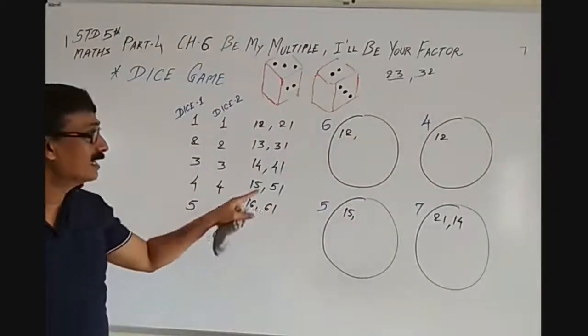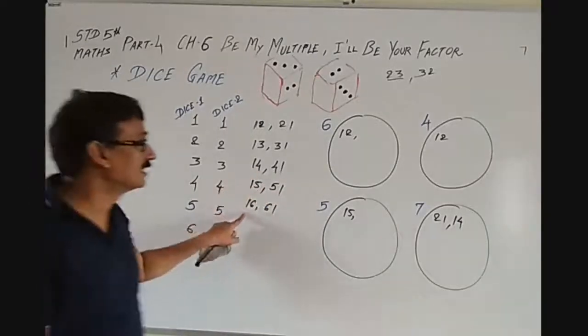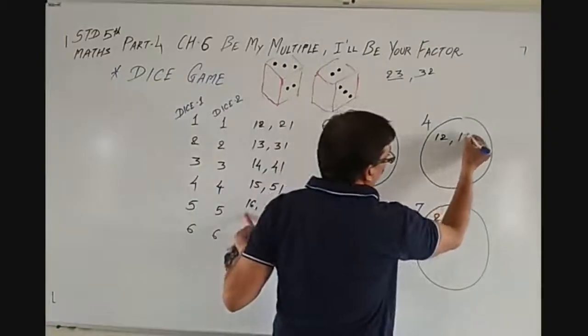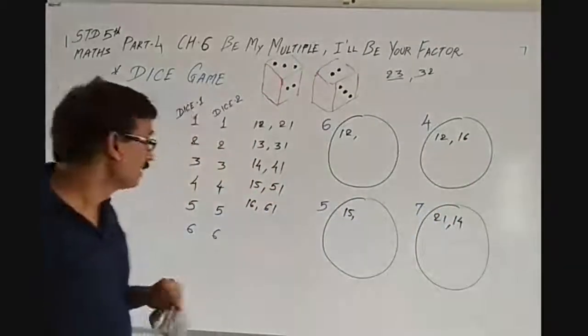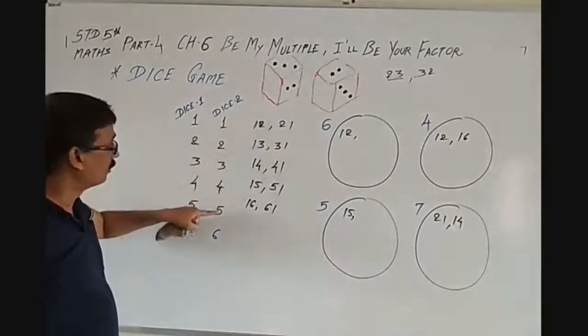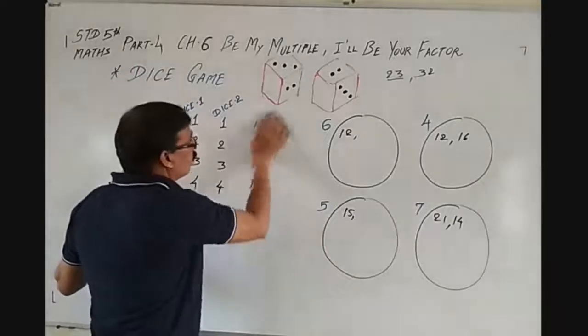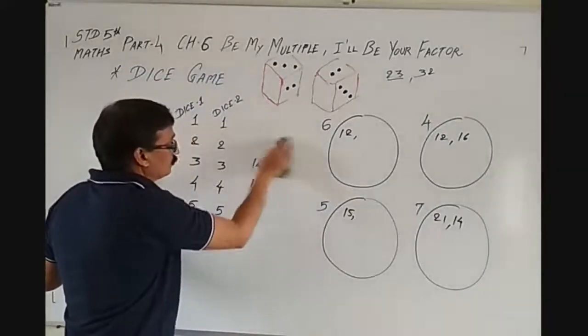Is 16 a multiple of any of these? Yes, 16 is a multiple of 4, isn't it? Then see, 1 is over with this one. So let's go for 2.